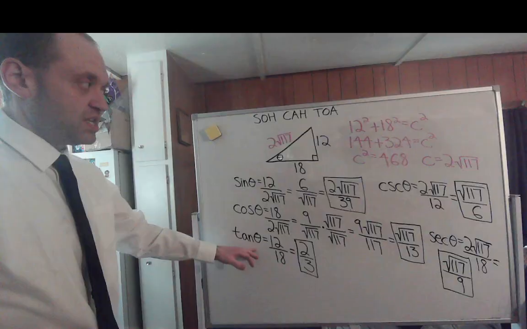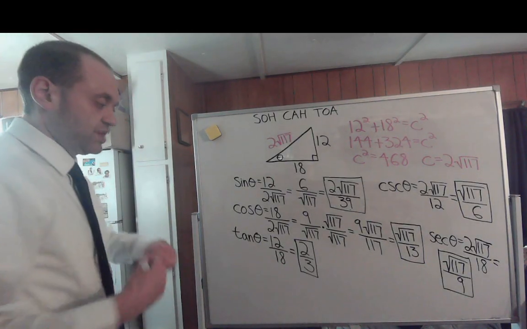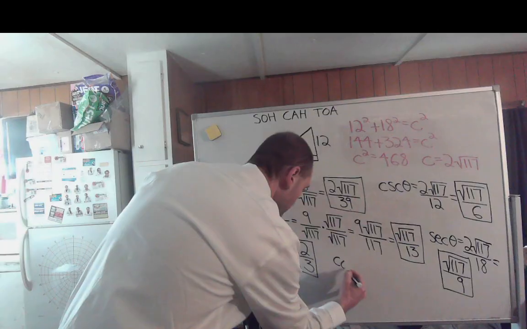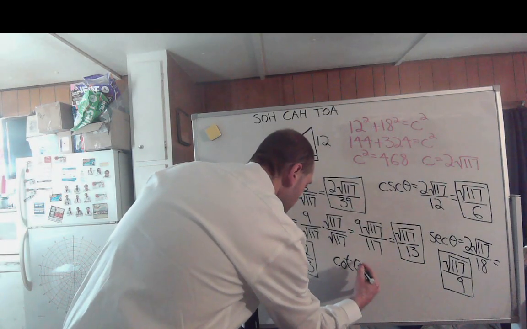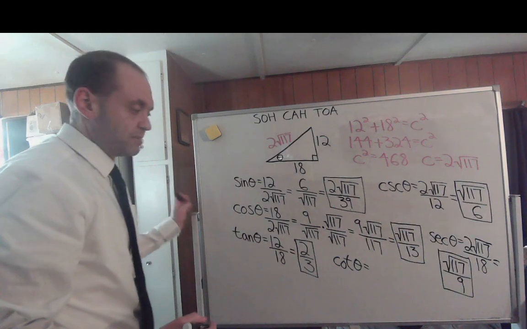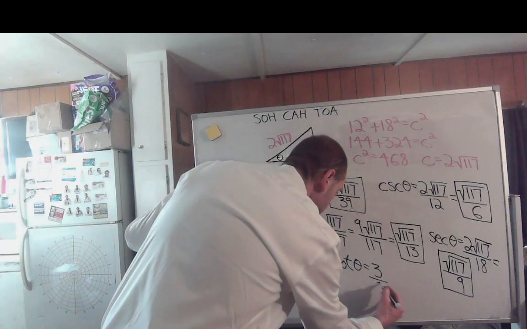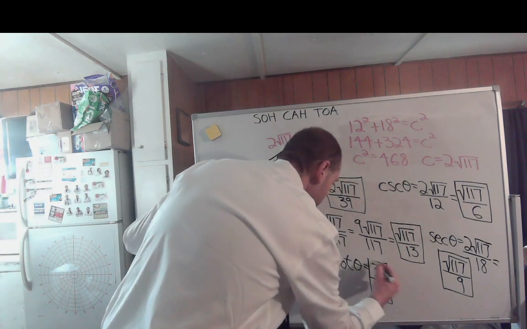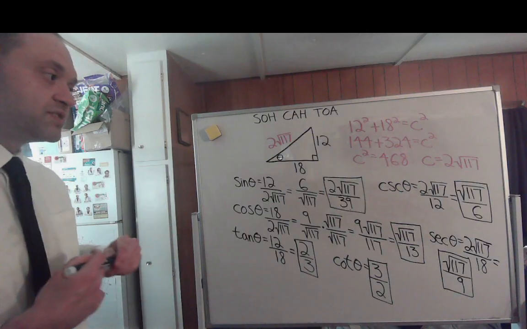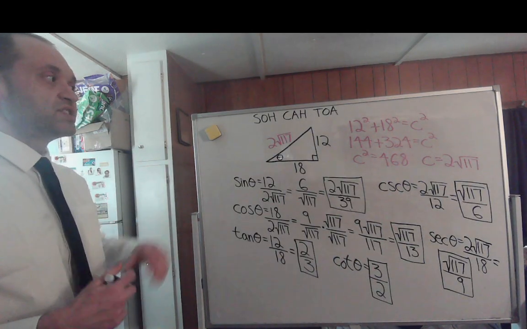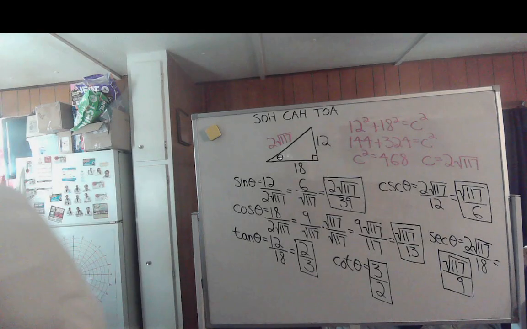Then your tangent, I mean, your cotangent, that's easy. That's just the reciprocal of a tangent, or you could say adjacent over opposite, but the reciprocal of 2/3 is actually 3/2. So the cotangent of this angle would equal 3/2. So there's the value of your 6 trig functions this time.